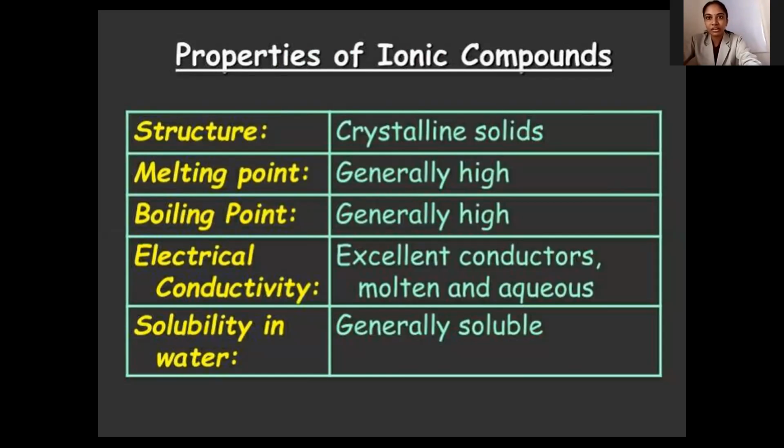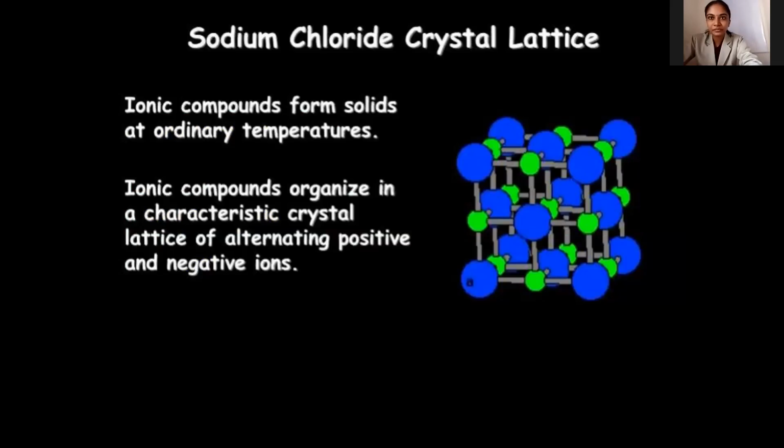And properties of ionic compounds. All ionic compounds have a crystalline structure. They are all crystalline solids, having high melting points, generally high boiling points, and they are excellent conductors of current when molten or dissolved, and generally soluble in water. Next slide. Here you can see the structure of sodium chloride, the NaCl crystal lattice. Ionic compounds form solids at ordinary temperatures. They organize in a characteristic crystal lattice of alternating positive and negative ions.